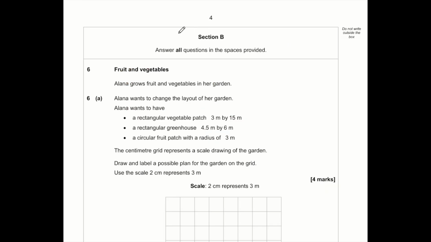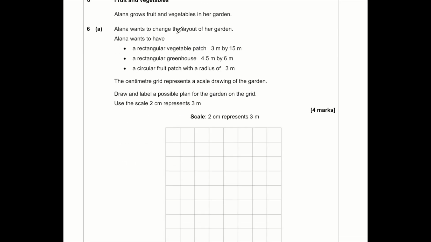Okay, moving on to section B and question 6, fruit and vegetables. So the key thing here is remembering that the scale is 2 centimetres for 3.5 meters, or we could also say that 1 centimeter represents 1.5 meters, just halving the ratio there.